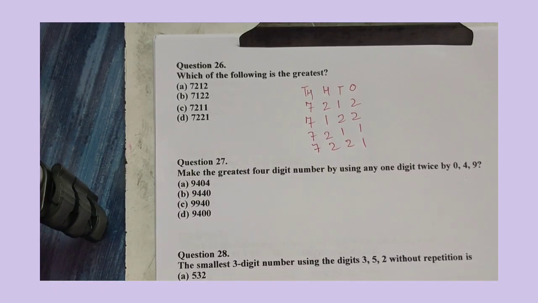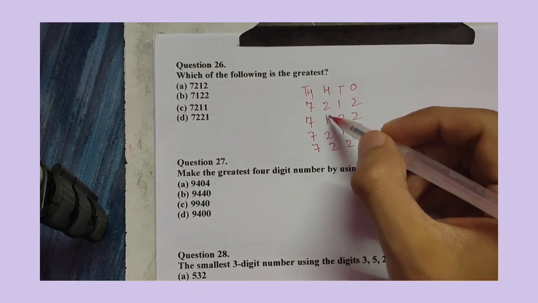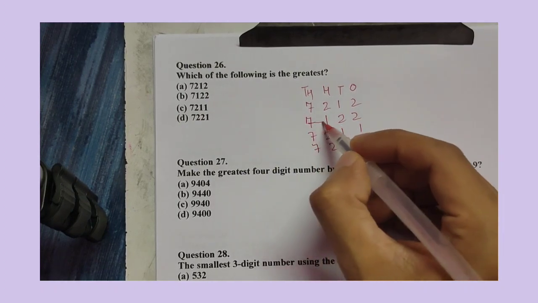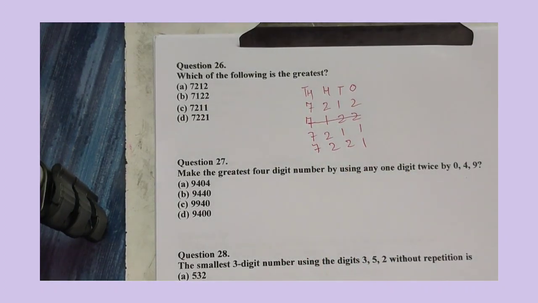All the numbers are the same. So we need to check for the greatest number at the 100th place. Now at the 100th place, here we have 2, 1, 2, 2. Okay, 1 is smaller than 2, so this number will be rejected as we are looking for the greatest number. So these 3 are remaining now.